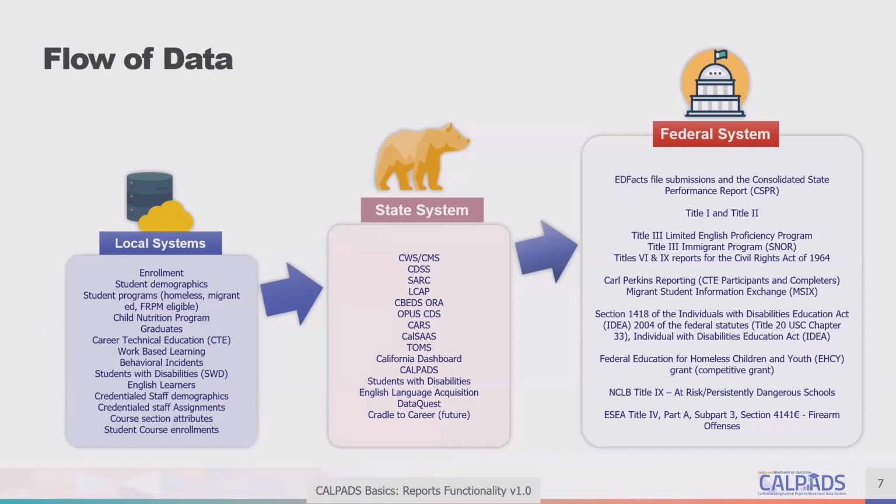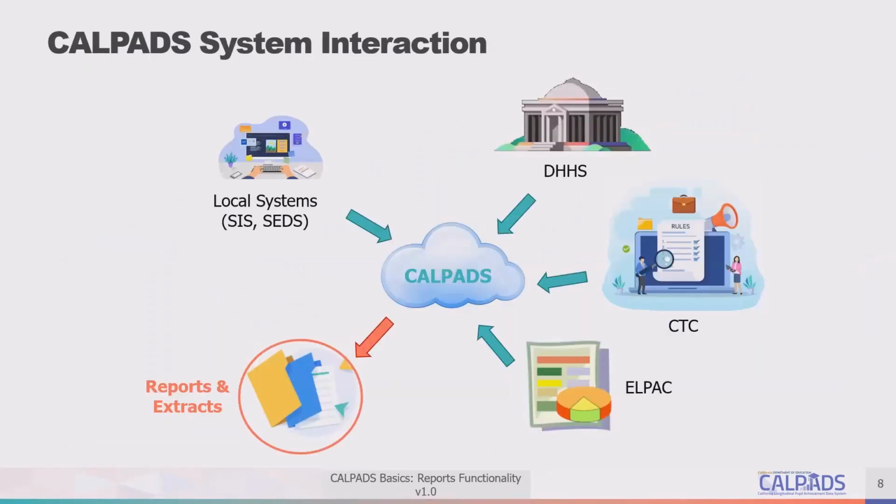Flow of data. The general flow of data begins at the local level and moves from the state to the federal system. LEAs are responsible for student, course, and staff data that are used to increase accountability and meet federal requirements. Looking at this slide, you can see the sheer volume of data that is input by local education agencies and their future destinations.